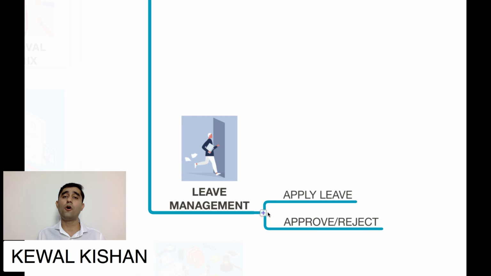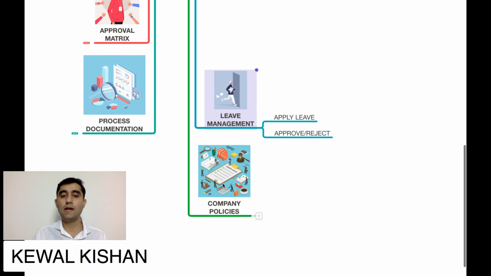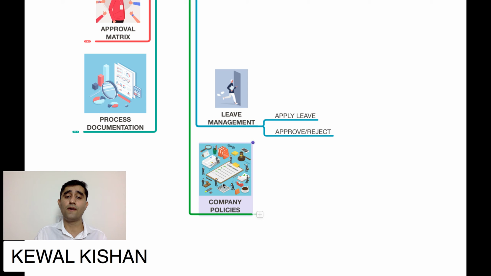So apply the leave and approval and rejection. You should have a Google form where an employee should be able to apply for the leave. And there are a lot of add-ons available in Google form through which you can get a request or an email from the employee and you can either approve or reject that particular leave. And when you approve, it automatically gets added to the database that the employee has taken a leave, and vice versa. So this is the third core element when I talk about 10x the team productivity. Tell me, how did you find this?